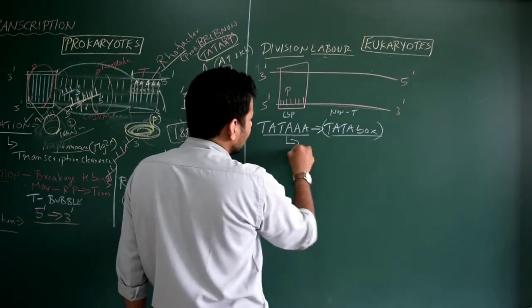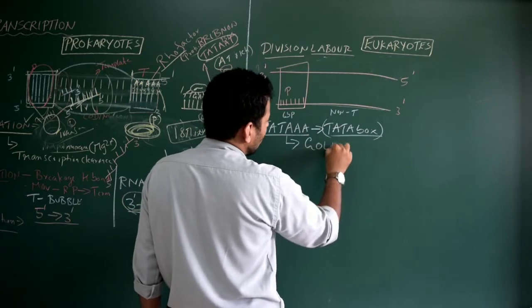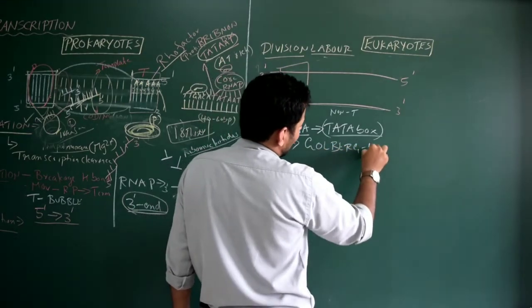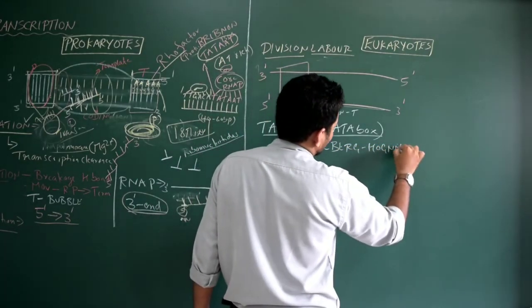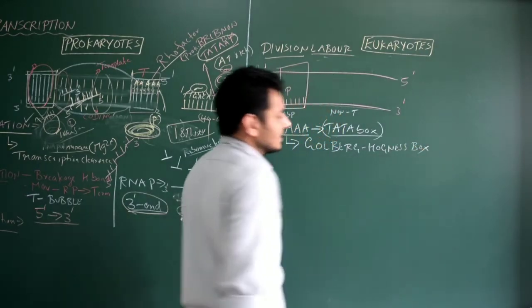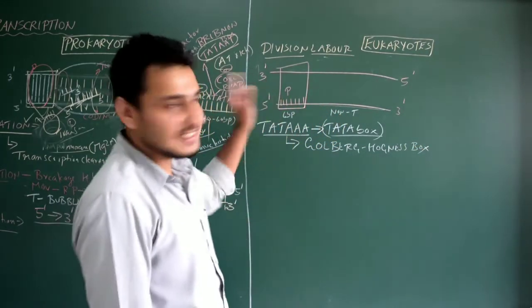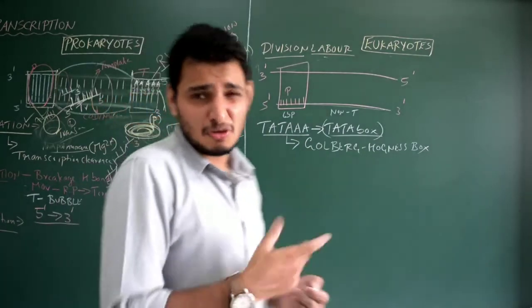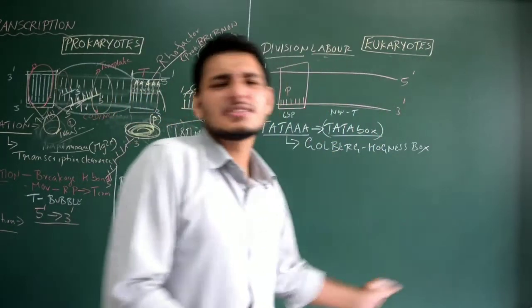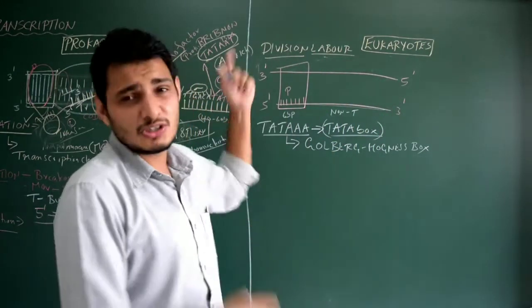The other name of this is also called Goldberg-Hogness box. Remember this, Goldberg-Hogness box is another name of Tata box. That's it. So, in the board examination, no need of mentioning all these things because it's very easy. You just write what's going to happen.